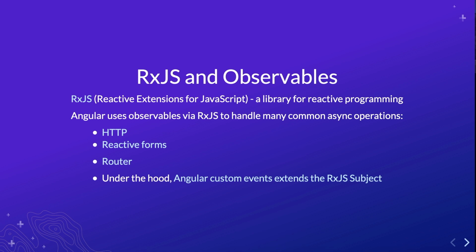RxJS is a library for reactive programming that provides an implementation of observables and utility functions for working with observables and creating them. RxJS is necessary in order to use observables in JavaScript until it becomes part of the language and browsers support it, whenever that might be. In the meantime, you have to use RxJS in order to use this programming paradigm.